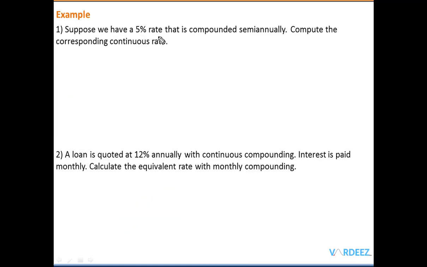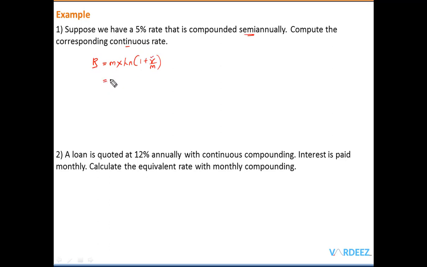Suppose we have a 5% rate that is compounded semi-annually. We want to compute the corresponding continuous rate. So basically we want to find this r. This is something that we need to find. So the formula is the continuous rate that is equal to m multiplied by ln of 1 plus r over m. This is the formula that can help us to find this continuously compounded rate.